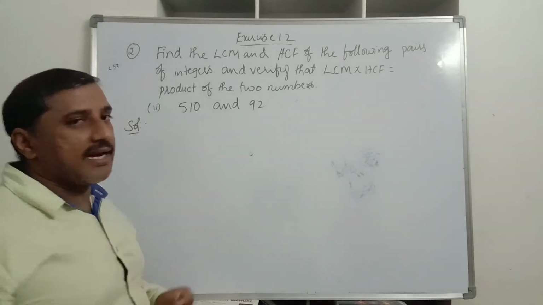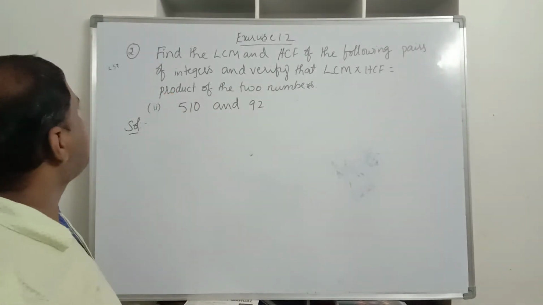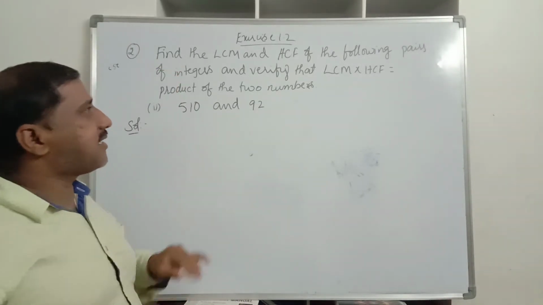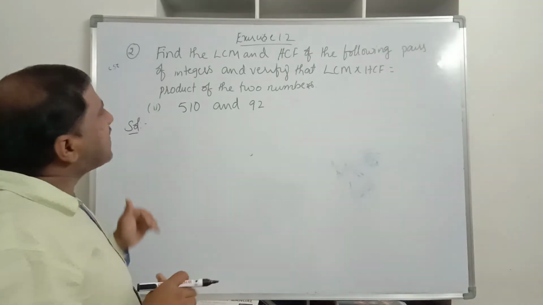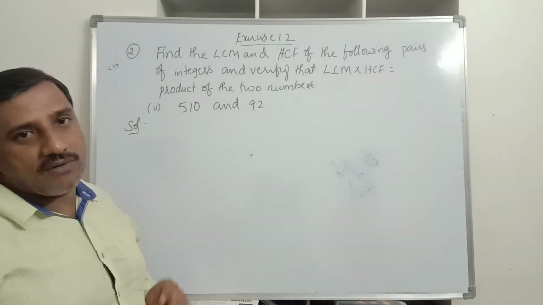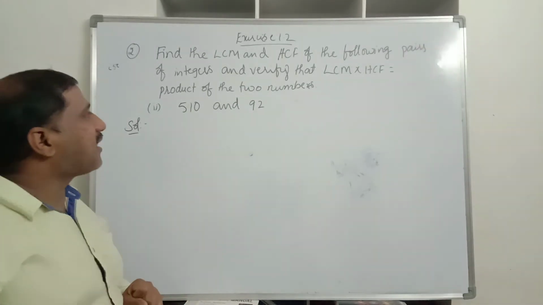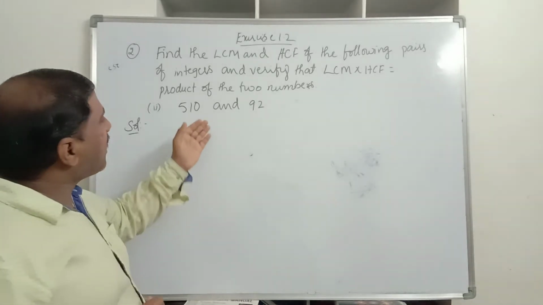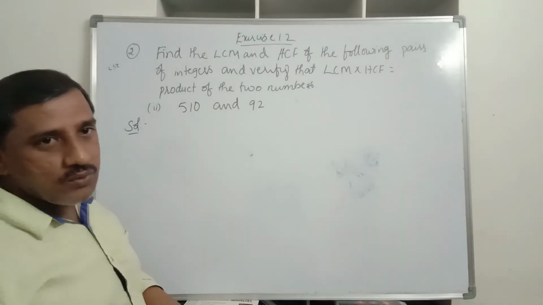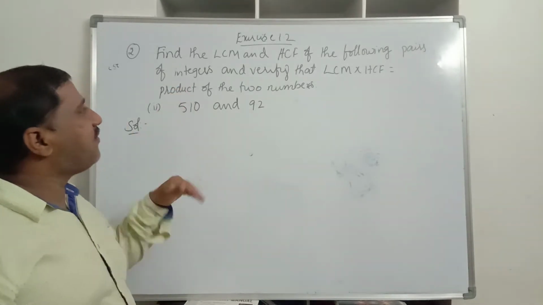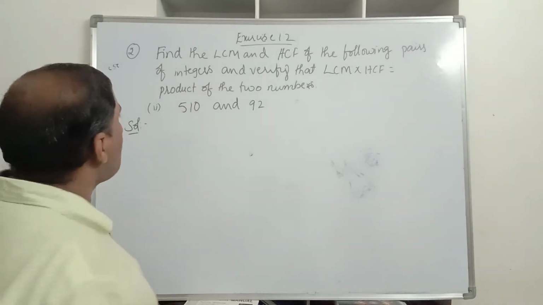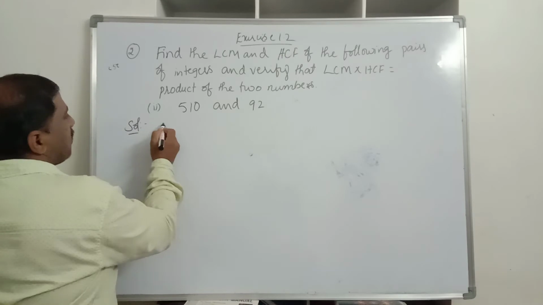Now we will discuss the second bit from exercise 1.2. Find the LCM and HCF of the following pairs of integers. Pair means two integers are given, and verify that the product of LCM and HCF of those two numbers is equal to the product of the two numbers. So what are the given numbers? In the second bit, we have 510 and 92. First find LCM and HCF, then verify that LCM into HCF is equal to the product of the two numbers.